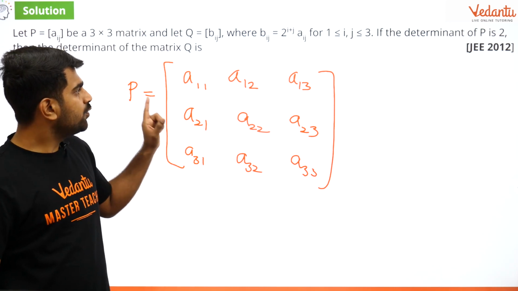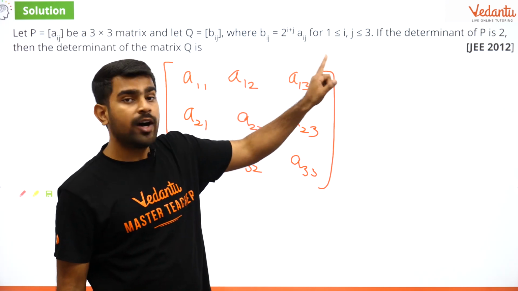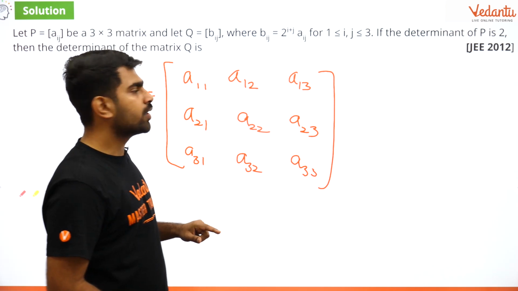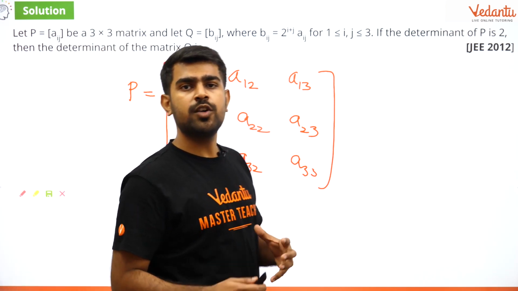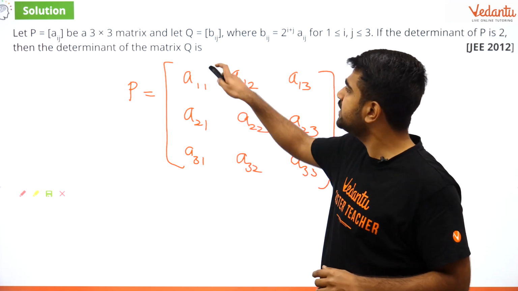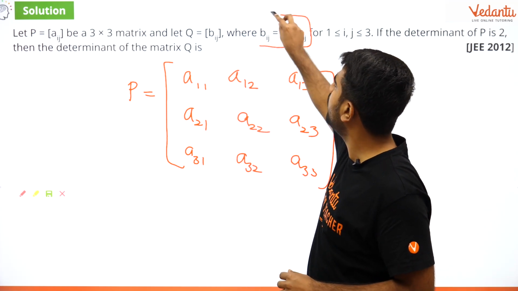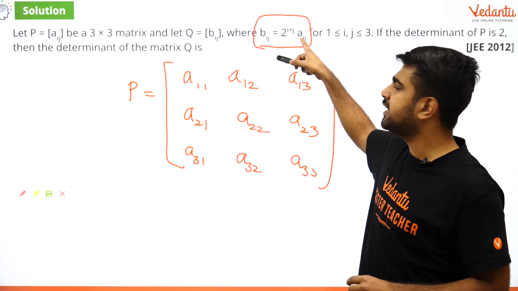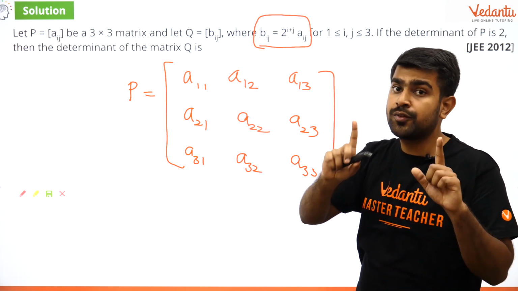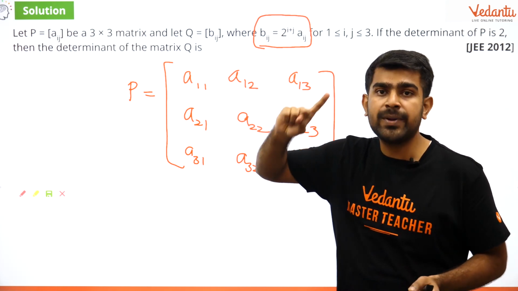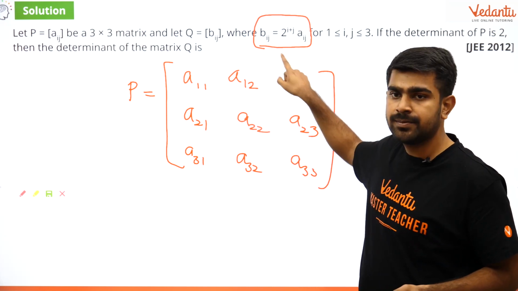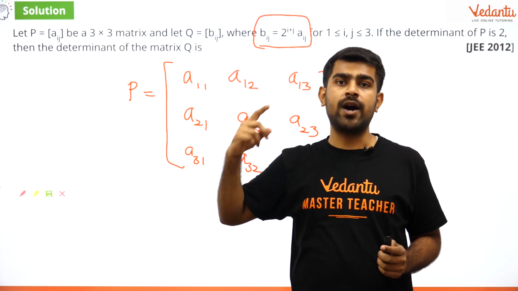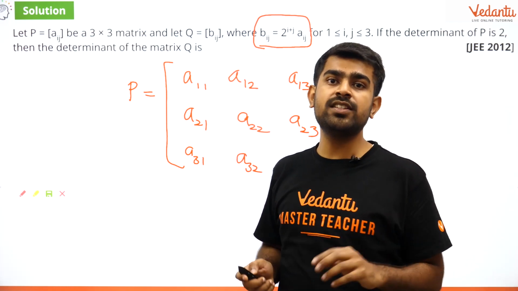Okay, so with this in mind, I want to form matrix Q. So what will be the value of matrix Q? Any idea, guys? What will be the elements of matrix Q? Using this information, I try to form the elements of matrix Q. So Q is going to be 2 to the power i plus j, Aij. The first element of Q will be 2 to the power 1 plus 1 into A11. The second element will be 2 to the power 1 plus 2 into A12. That is how you write the elements of matrix Q.